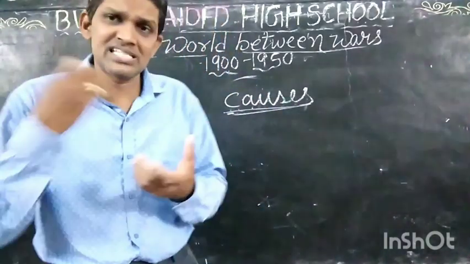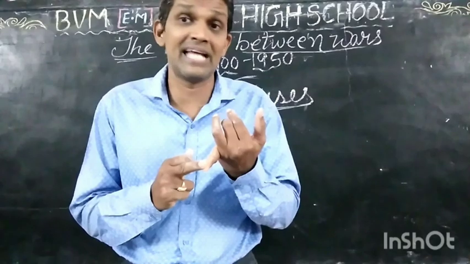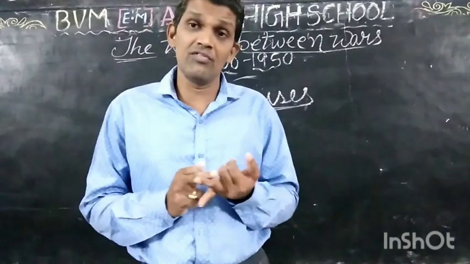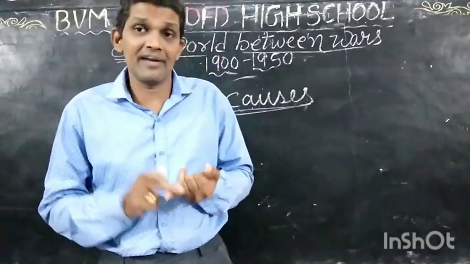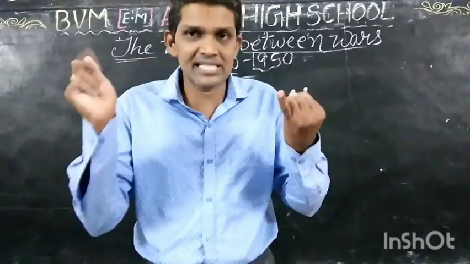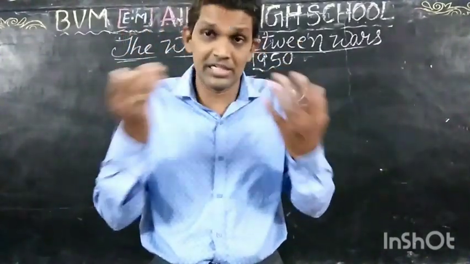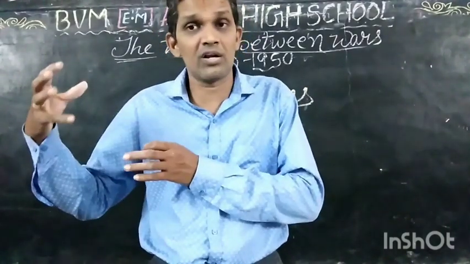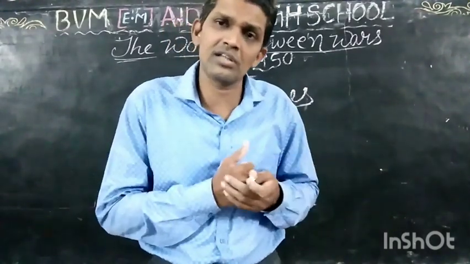So what are the similarities between the First World War and the Second World War? The first similarity is the death rates. The First World War resulted in high death rates, and the Second World War also resulted in high death rates. The First World War changed the entire economic situation of the world. The Second World War also changed the entire economic standards of the world. We find many groups formed after the First World War, and after the Second World War also we find the formation of more groups. All these are the similarities.